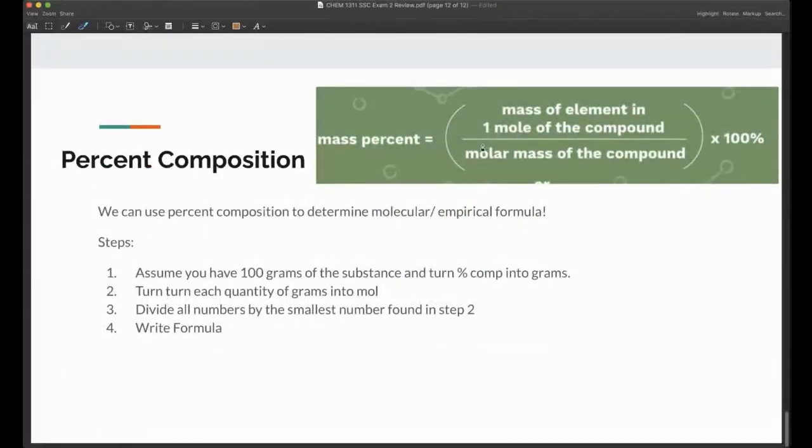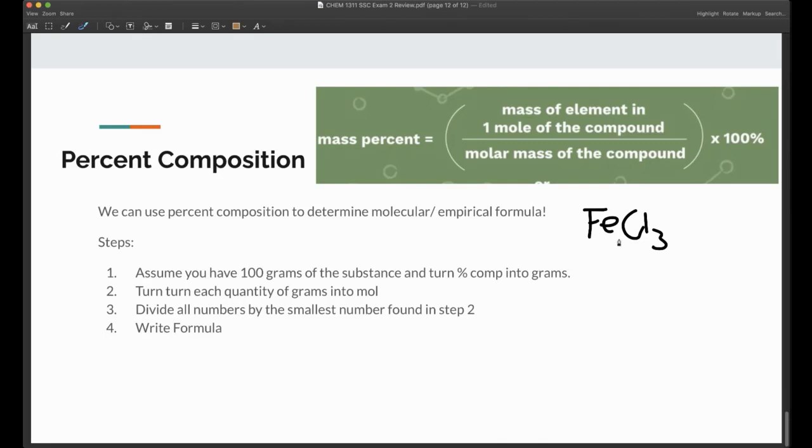We can also talk about percent composition. What mass percent, or percent composition, is, is the mass of the element in 1 mole of the compound over the molar mass of the compound. So for instance, if I wanted to find the percent composition of iron in FeCl3, it would just be the mass of the iron over the total mass of the compound, which is just the iron plus the 3 chlorines.